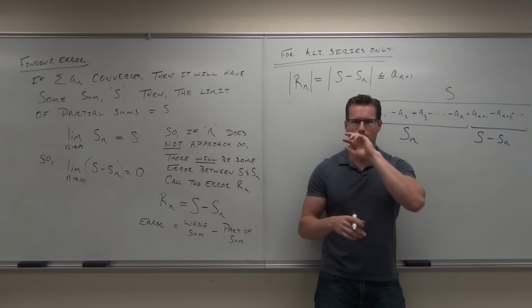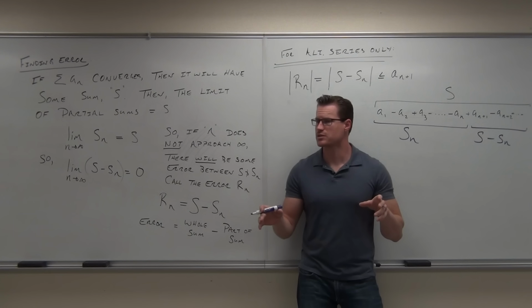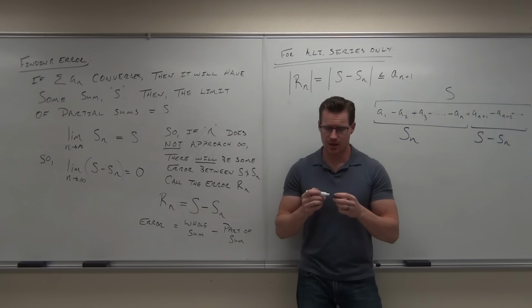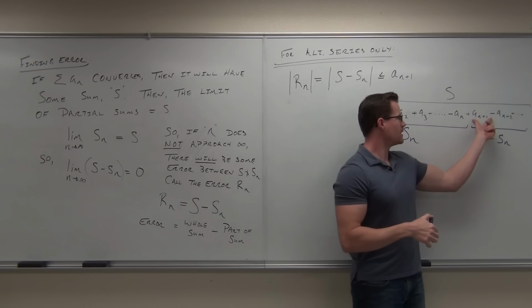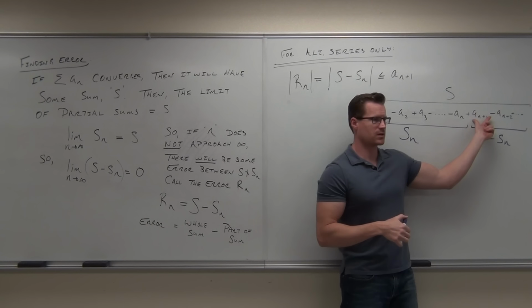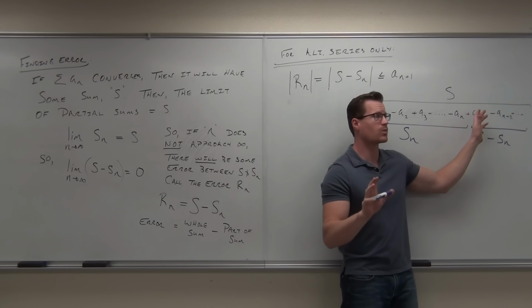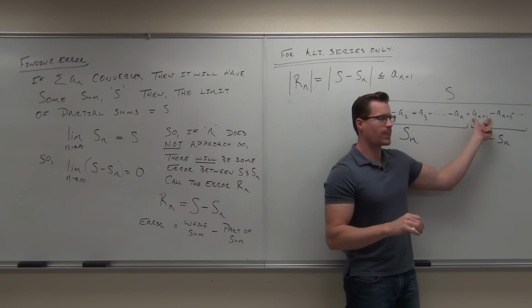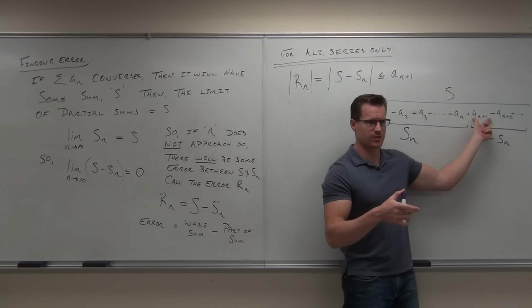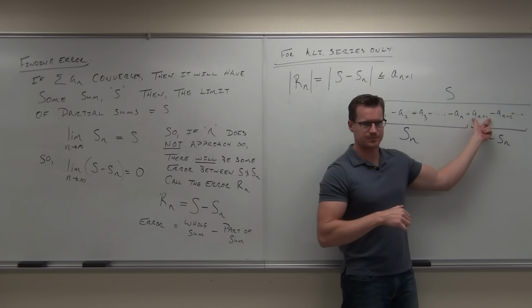Now understand something about why alternating series plays a part of this. Check out what the terms do. The next term after this is a sub n plus 1, correct? Now I'm assuming that's going to be a plus. It doesn't have to be. That's why we have the absolute value. I don't care what it is. It's absolute value. So I have that a sub n plus 1. Let's assume it's positive. What's the next thing I'm doing?